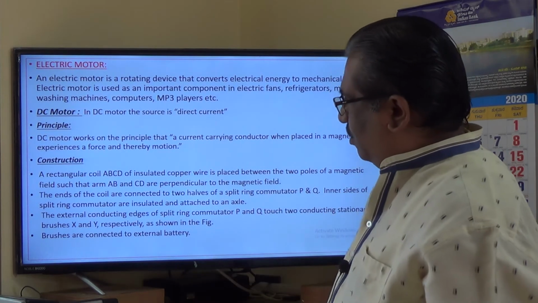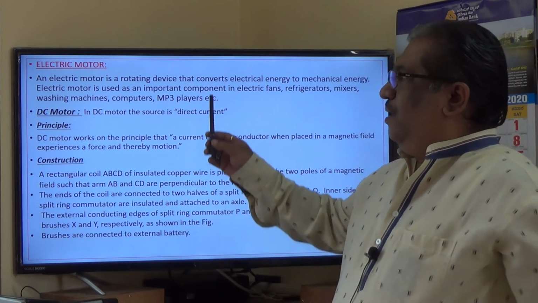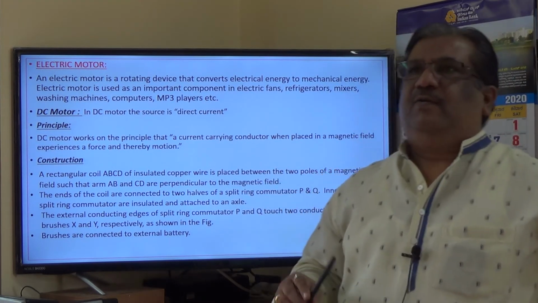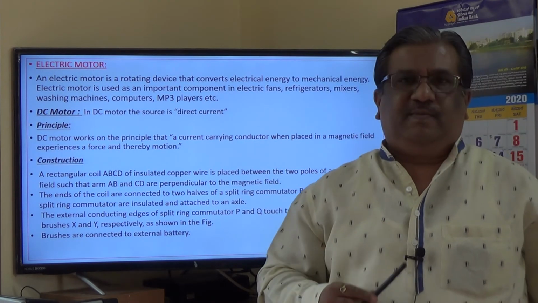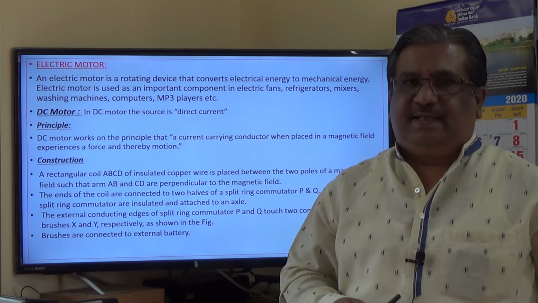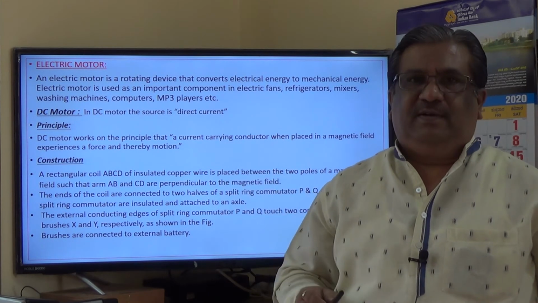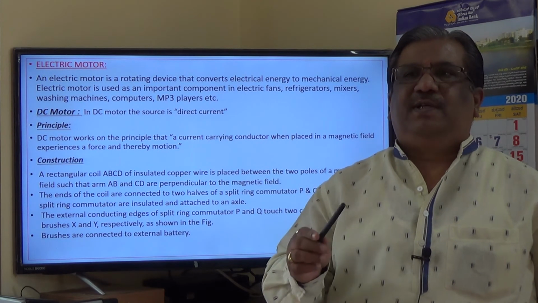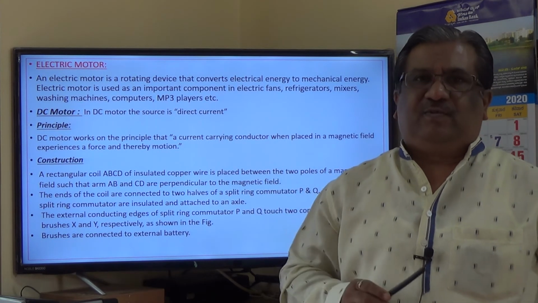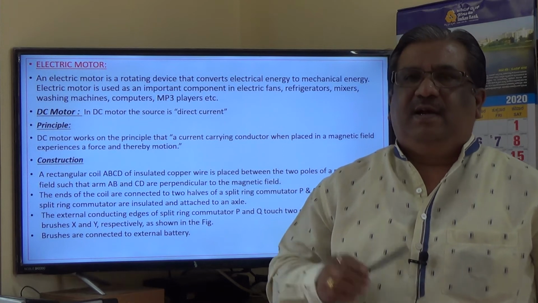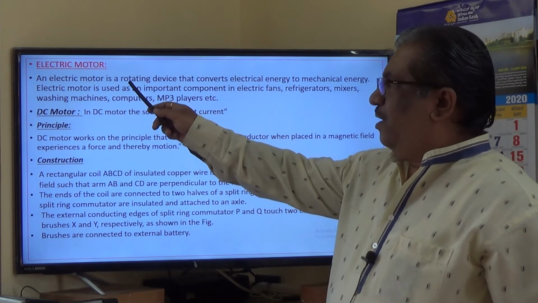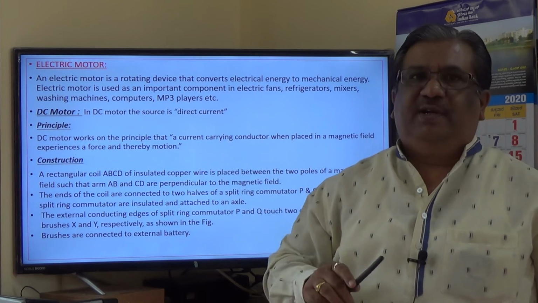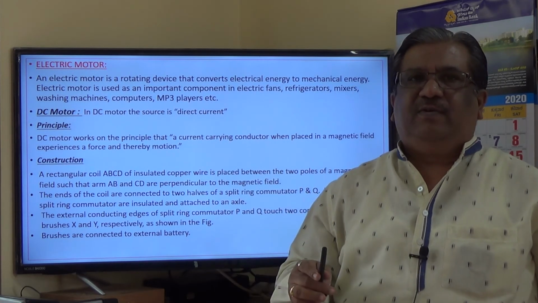We were discussing electric motors. What is an electric motor? We use electric motors in our washing machines, in our fans, etc. The moment you switch on the fan, it will rotate. The moment you switch on the washing machine, the drum starts rotating. That means a motor can be said to be a rotating device in which electrical energy is converted into mechanical energy.